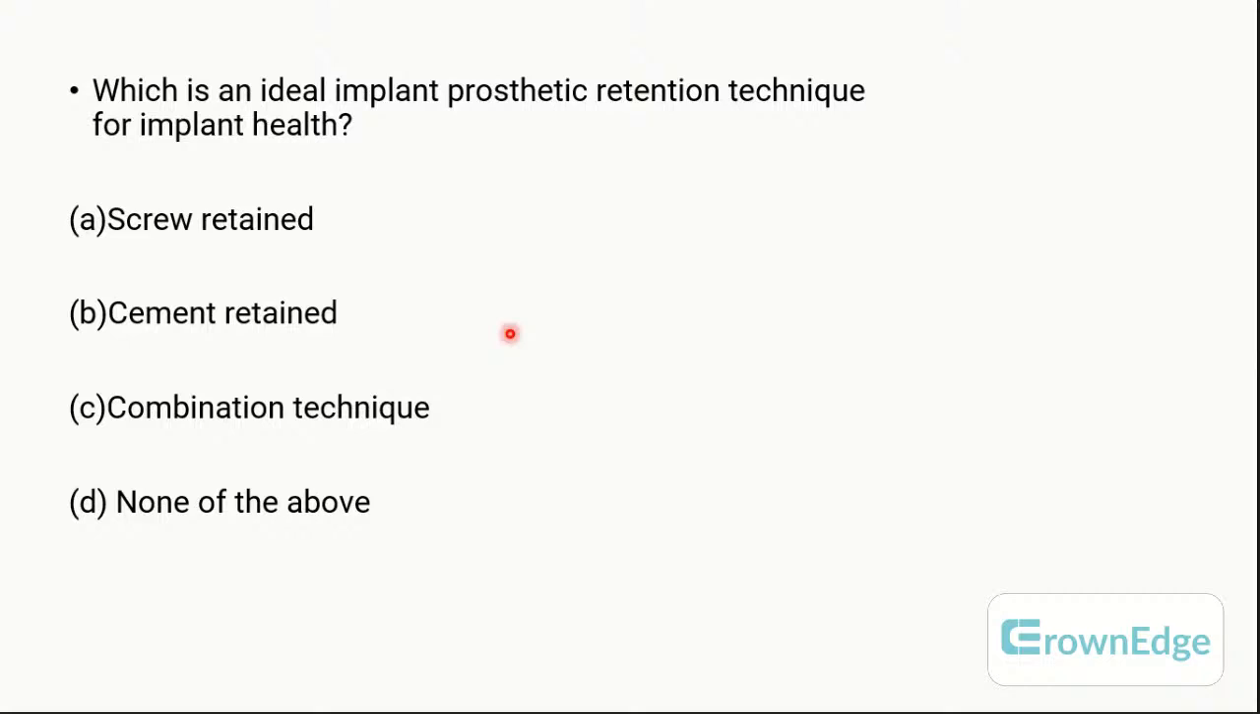You want to maintain implant health. So do I go for screw retained? Do I go for cement? Do I go for a combination technique, or do I go for none of the above? What do you think is the perfect technique for improving the health of the implant? Anybody? I see A, good, screw retained.